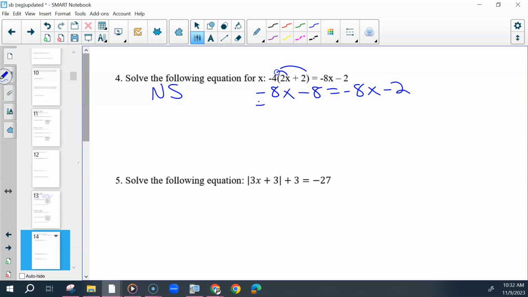Or if you kept going, this would be no solution. If you moved one of these to the other side, this would again be no solution. So either way you look at it, no solution was the answer. Questions on that one?